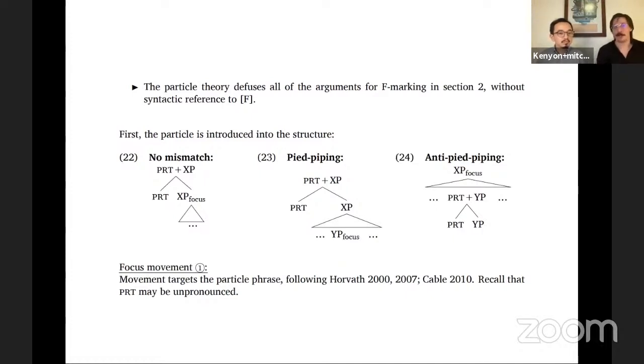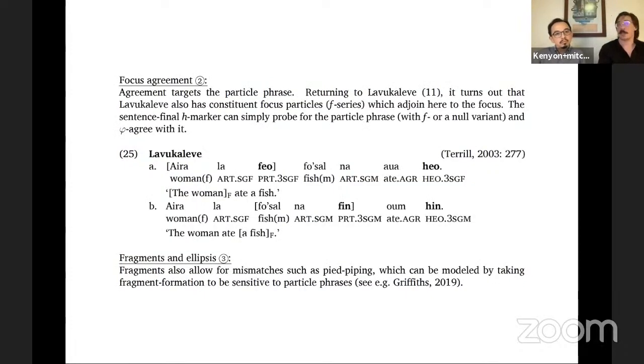In this sort of world, we can talk about those things that you mentioned in just the same way. So focus movement could just be movement targeting the particle phrase, following Horvath and Cable, but also allowing for the anti-pied-piping cases that involve movement, with the particle just being unpronounced in some languages or not being realized segmentally. As for focus agreement, well, yeah, agreement targets the particle phrase.